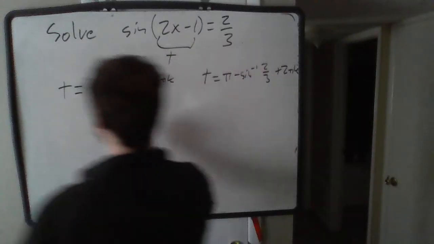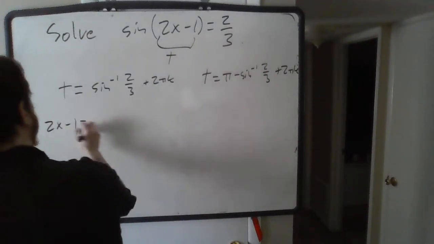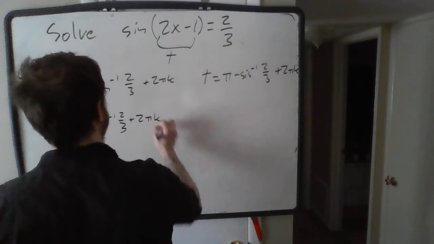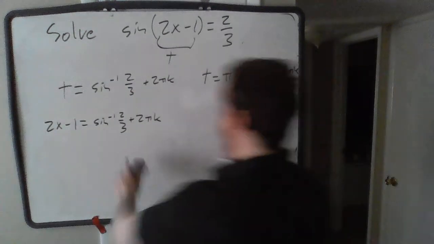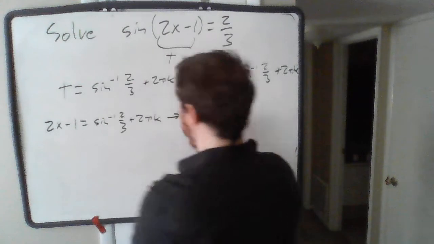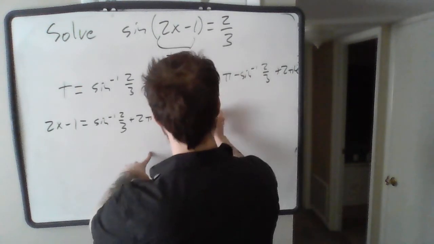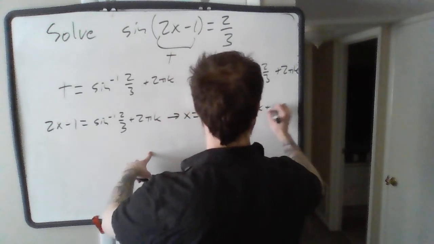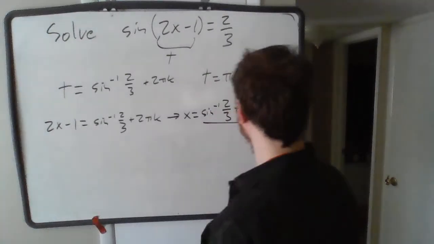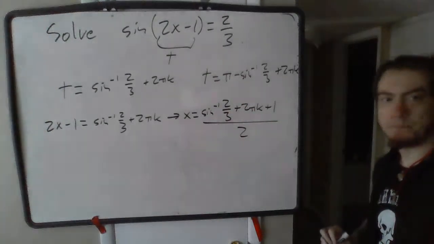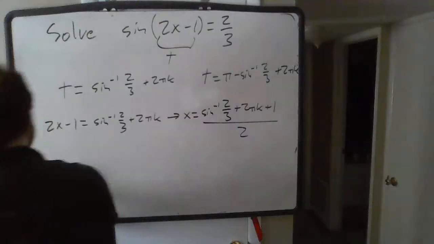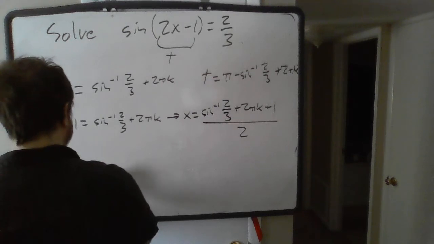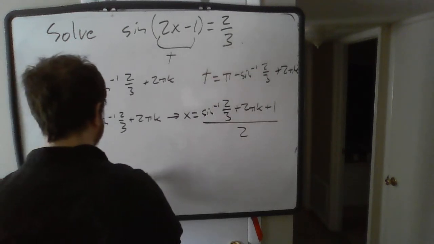One possibility is that 2x minus 1 equals sine inverse of 2/3 plus 2 pi k. And that gives me x equals sine inverse of 2/3 plus 2 pi k plus 1, all divided by 2. The other possibility is that I have 2x minus 1 equals pi minus sine inverse of 2/3 plus 2 pi k.